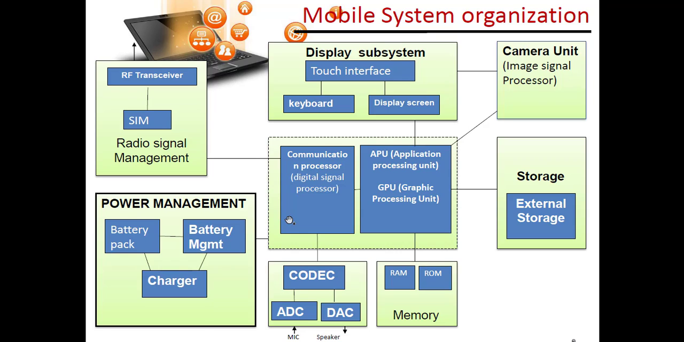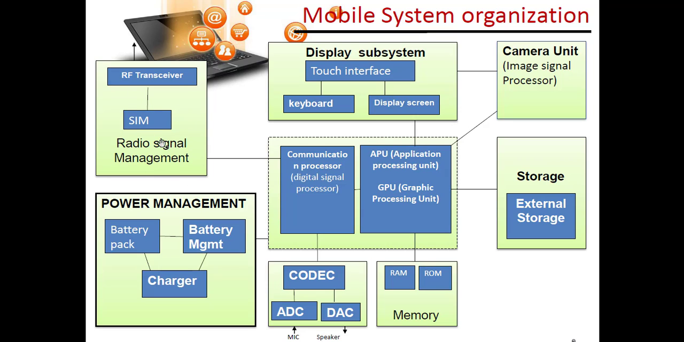Let's talk about the communication processor first. The communication processor is the unit which is responsible for making and receiving phone calls on a mobile handset. This is the primary purpose of a mobile system, which is performed by this communication processor. We make calls to our friends and we receive calls from our friends. This is managed by the communication processor with the help of radio signal management.